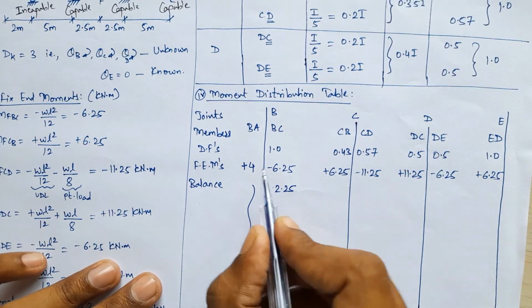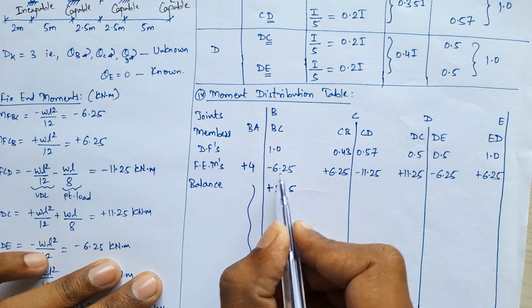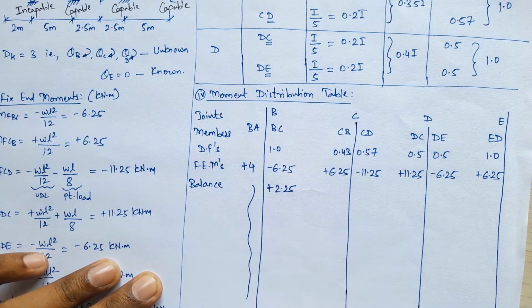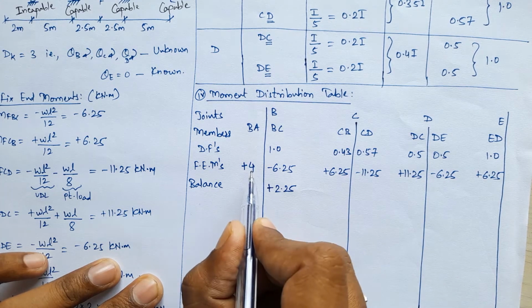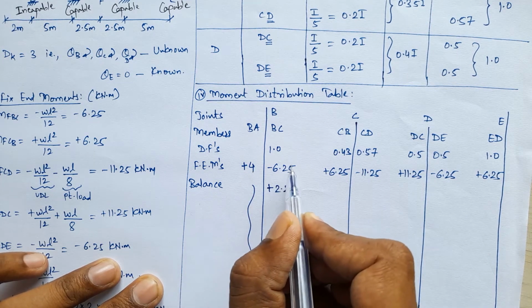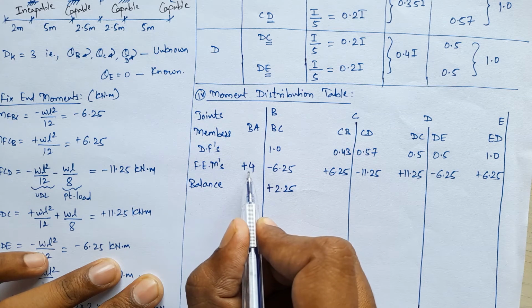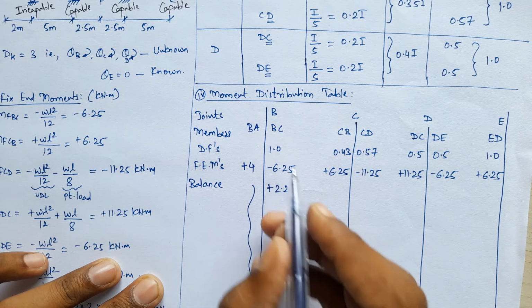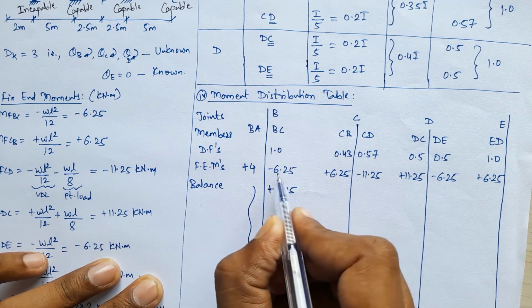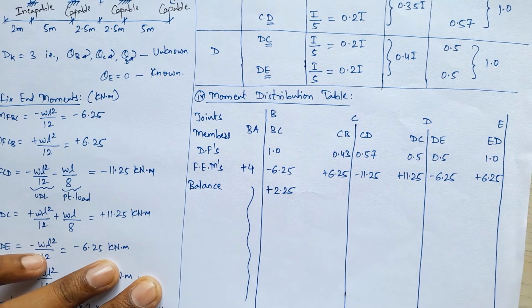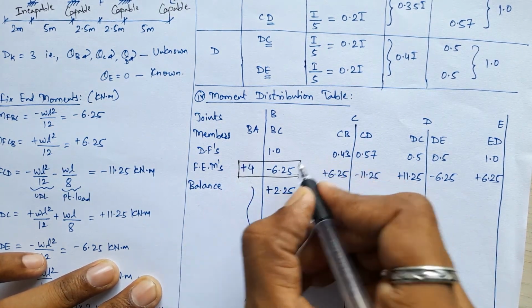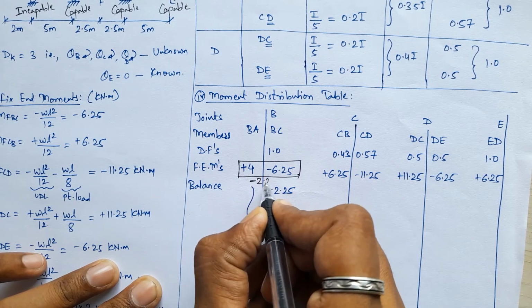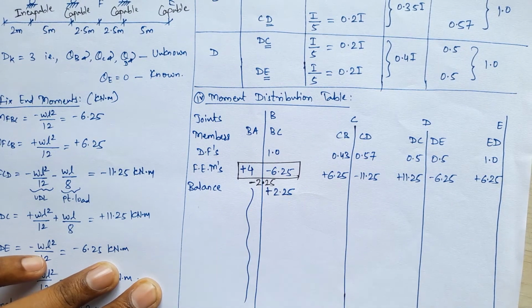I'll repeat again. This is 4 and minus 6.25. This 4 will remain constant throughout the lifespan of the beam, because that overhanging portion will always introduce a 4 kilonewton meter moment here. So what is the additional moment I am getting? Plus 4 minus 6.25, that is, the summation of these two moments I am getting as minus 2.25 over here. Okay, so what I have to do?